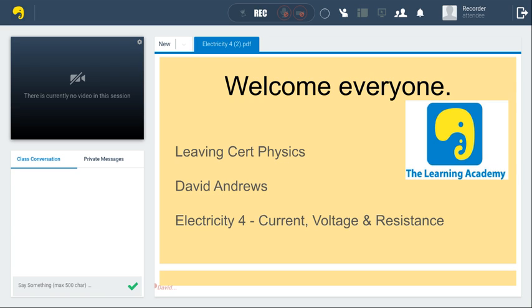Welcome to session 4 in Leaving Cert Physics. This is electricity 4. Today we're looking at current, voltage and resistance.